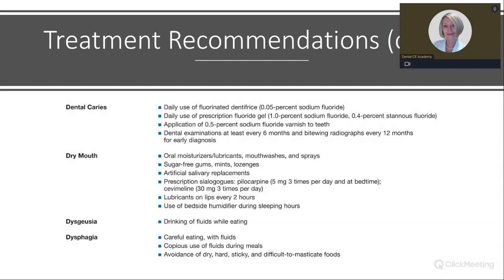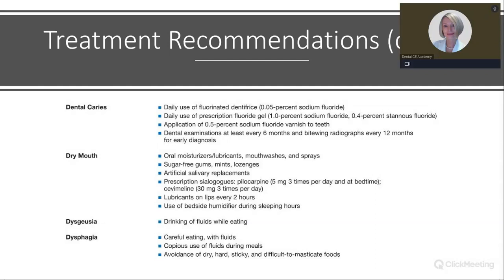Dysphagia, the difficulty of swallowing: careful eating, smaller bites, copious use of fluids if they're permitted, avoid dry, hard, sticky, and difficult to masticate foods, and foods that don't taste right. Sometimes drinking fluids while eating can help as well.